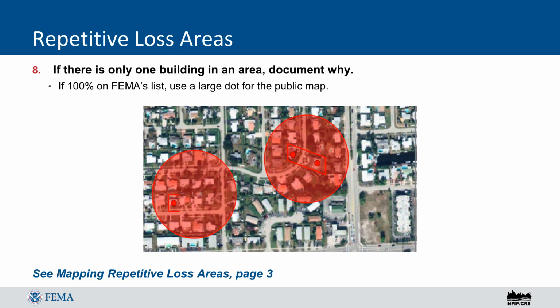If there is only one building in an area, then you need to document why and use those large dots. How do you work within the parameters of the Privacy Act when you truly have an isolated property? You simply make a large dot. Remove the underlying coding that shows where the actual repetitive loss property is, and just use the dot.